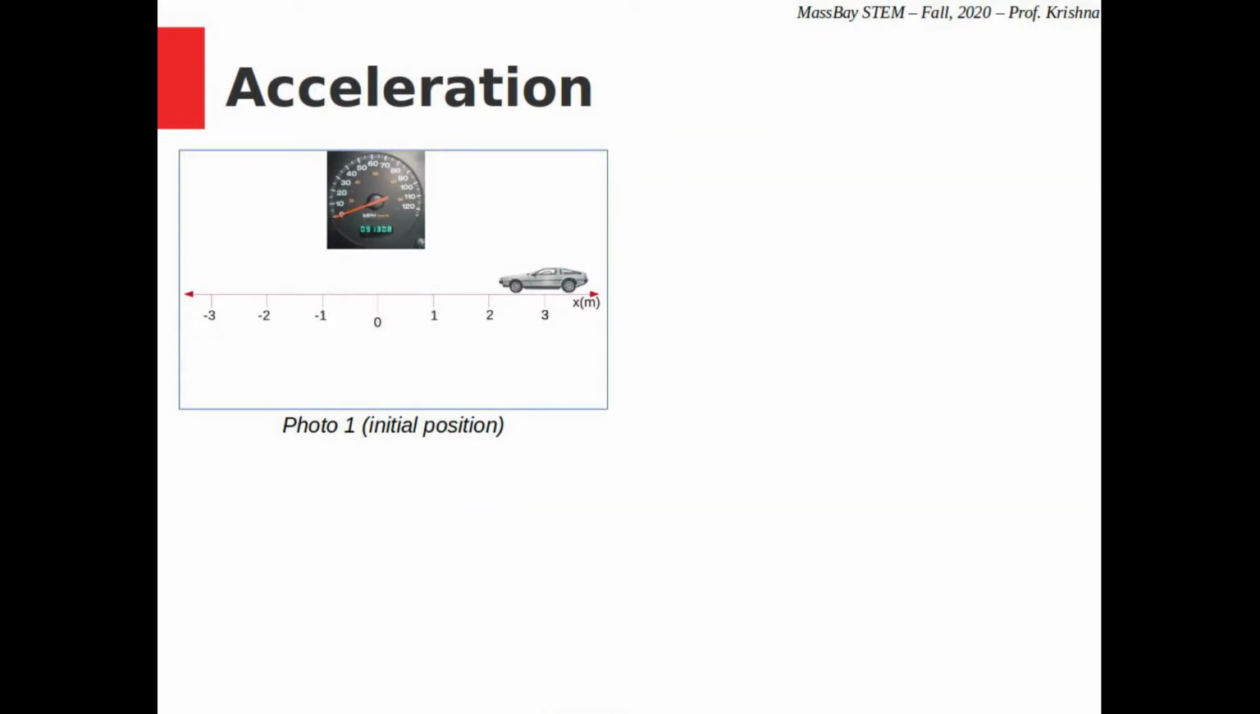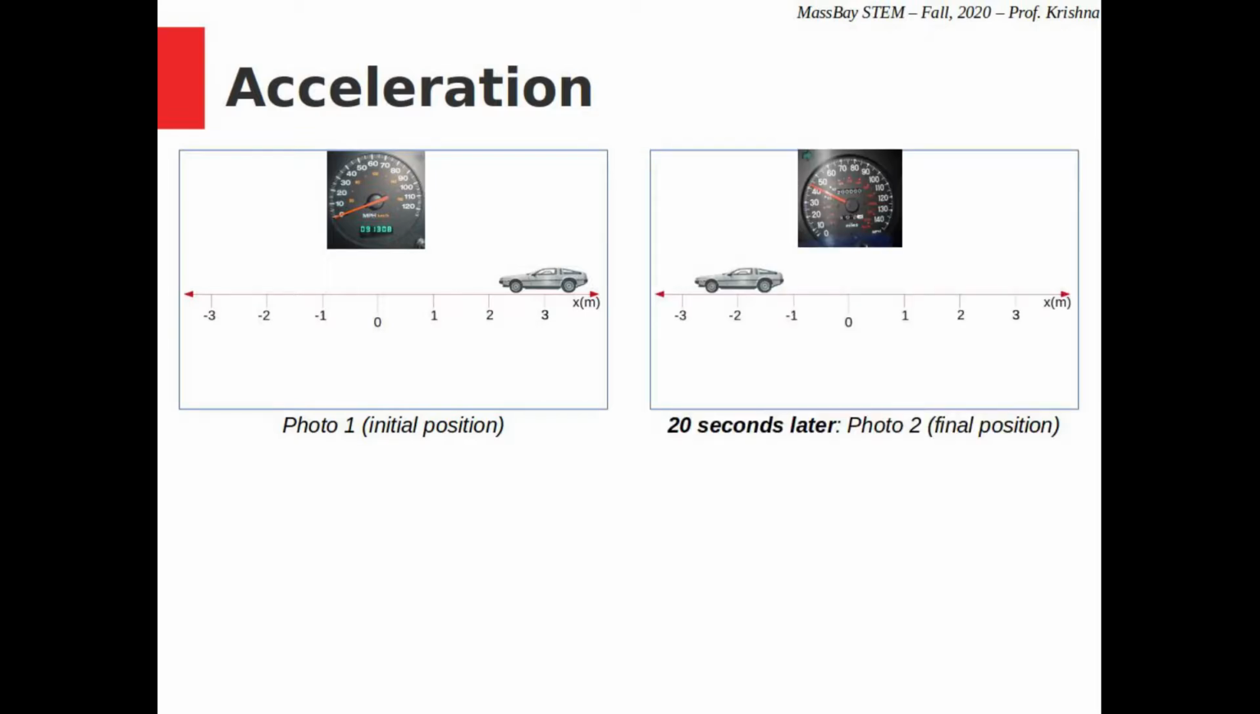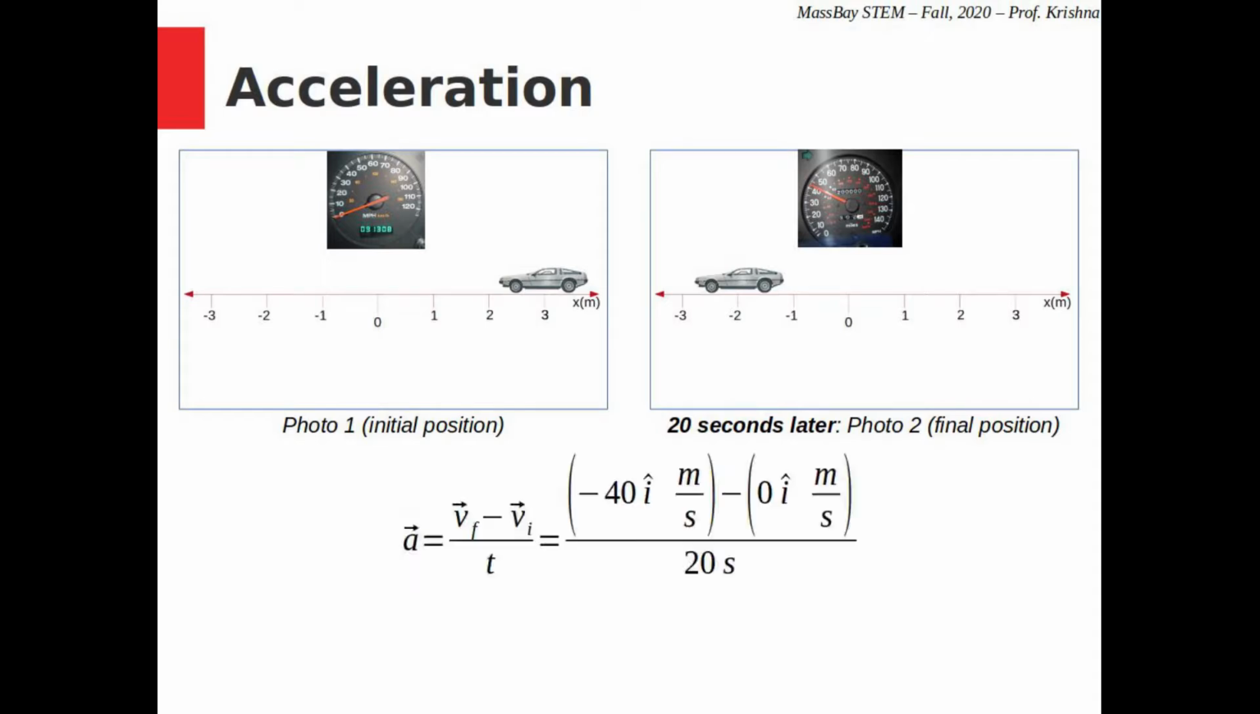You might now be wondering what would happen if you traveled in the negative direction. Let's try. Here, we are starting at 0 i-hat meters per second, and we are eventually reaching a velocity of negative 40 i-hat meters per second. It takes 20 seconds to do so. So when we calculate the acceleration, we get negative 40 i-hat over 20 meters per second squared, or negative 2 i-hat meters per second squared. So when we're speeding up in the negative direction, acceleration is also negative.